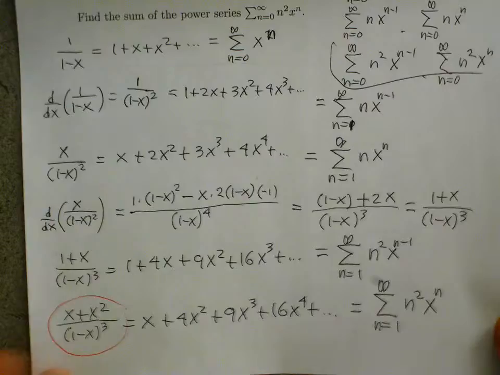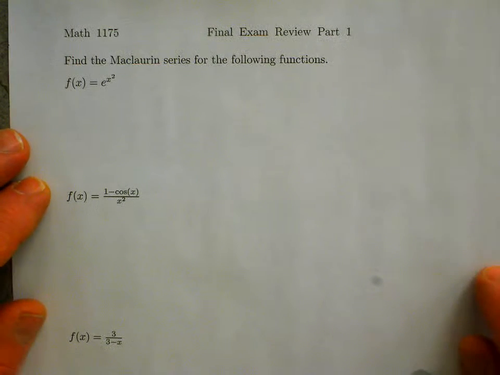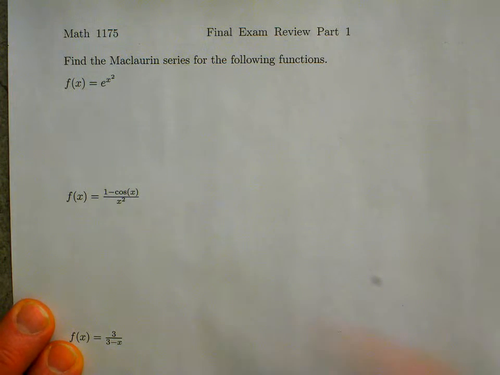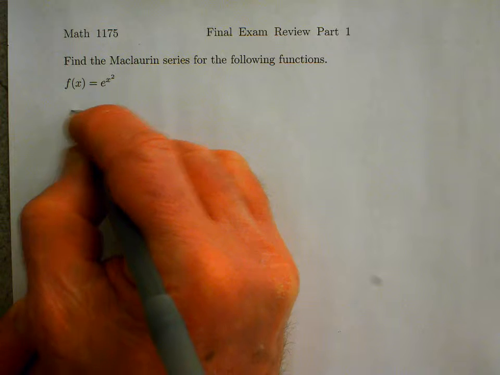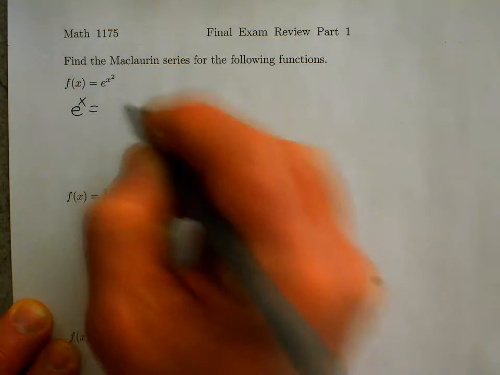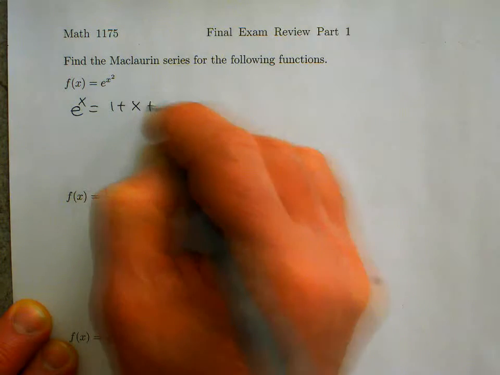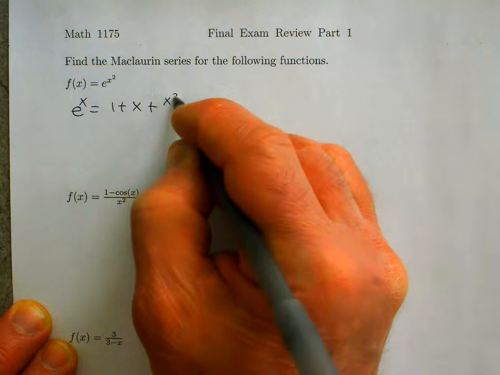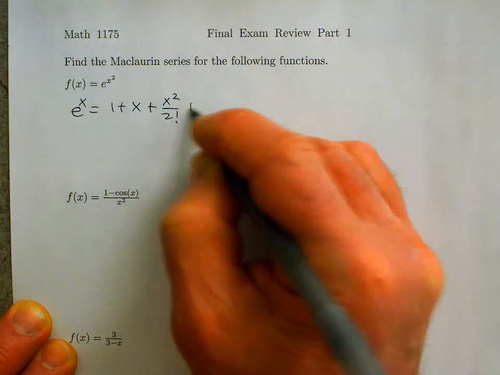Hey, let's do the next page. So we can go through these pretty quickly. We know that e to the x is 1 plus x plus x squared over 2 factorial, and so on.